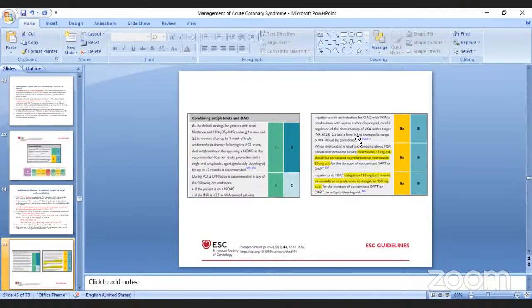So these recommendations mention the same which I just said, except that here there's additional regarding rivaroxaban and dabigatran. In case of patients with bleeding risk, rivaroxaban 15 mg should be considered in preference to rivaroxaban 20 mg. And dabigatran of 110 mg BD should be considered in preference to dabigatran 150 mg BD in case of patients with high bleeding risk.